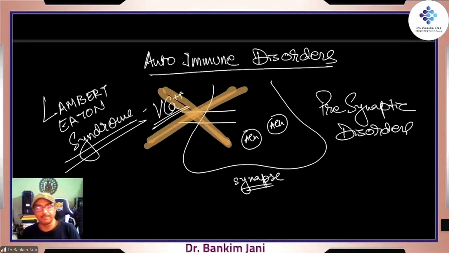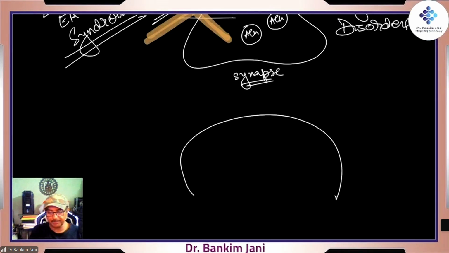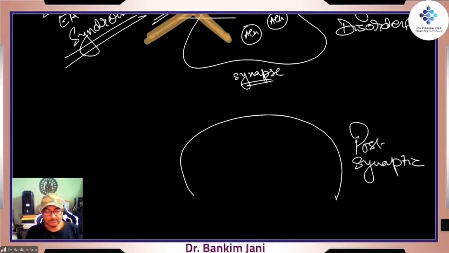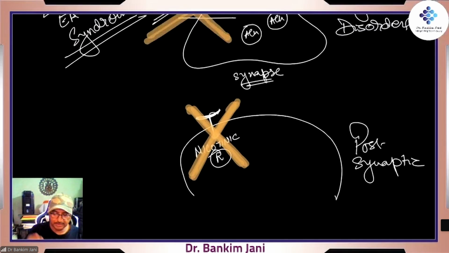Lambert-Eaton syndrome is a presynaptic disorder. Here is the postsynaptic side. Over here, you have the nicotinic receptor, and this was our receptor. What if there is one disease which comes and destroys nicotinic receptors? This is gone, right? How does it happen? It develops antibodies. Because the antibodies are formed against our own cells, they are called autoantibodies.